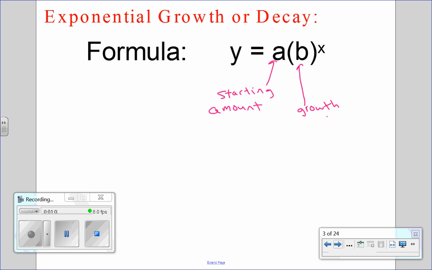Now here's the key. If your growth factor is a number larger than 1, it will in fact be growing. But if your B is a fraction like 1/2, and it lives between 0 and 1, it would be called exponential decay. So if I had made my growth factor, in my bunny problem, a 1/2, my amount of bunnies would be shrinking every year by 1/2. So it would have gone from 10 to 5 to 2.5, and so on.